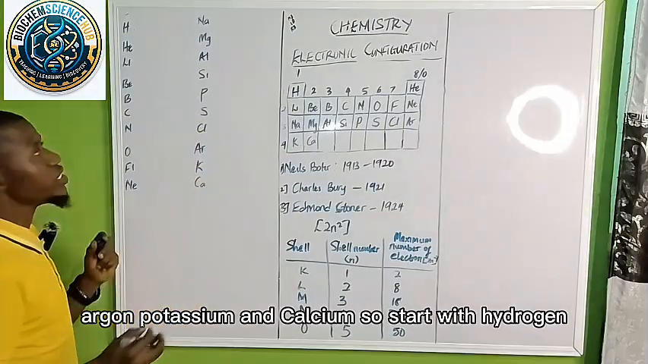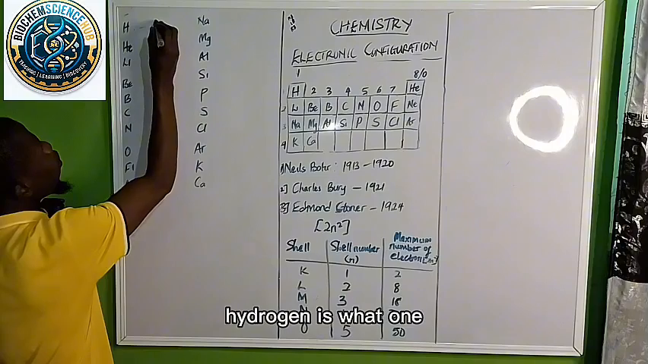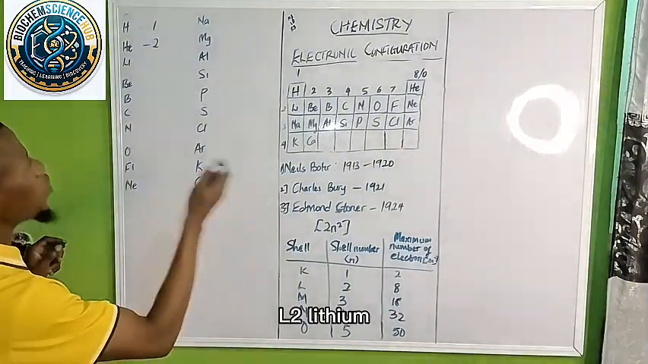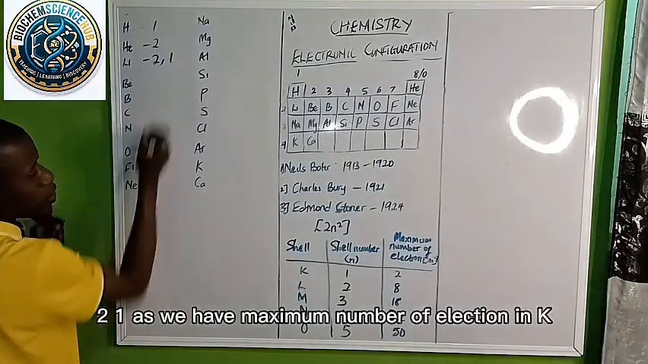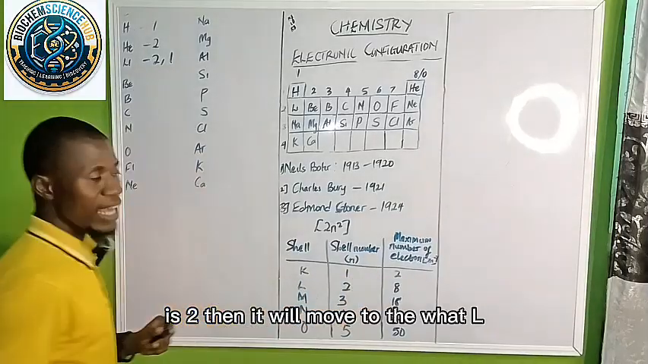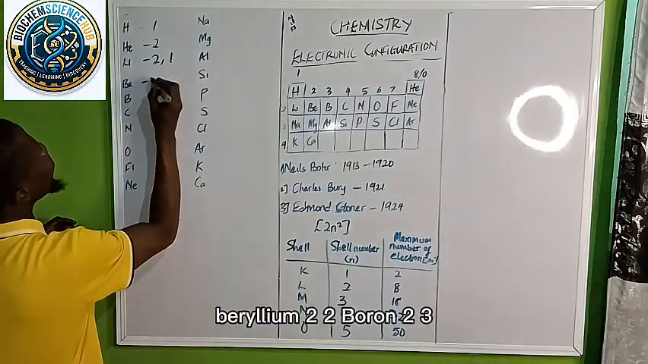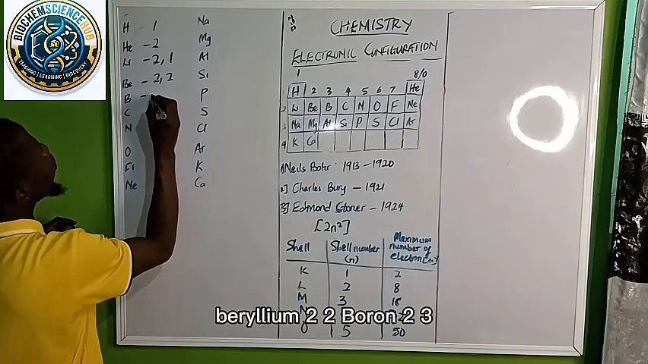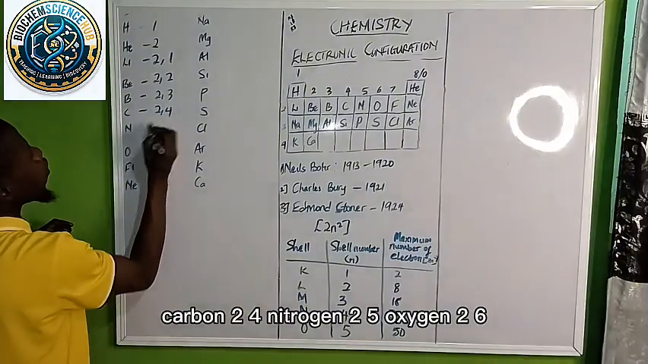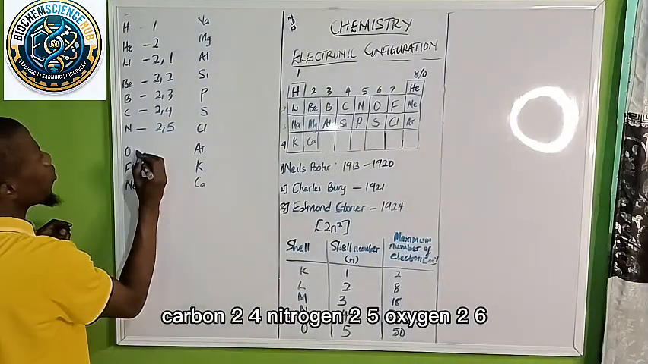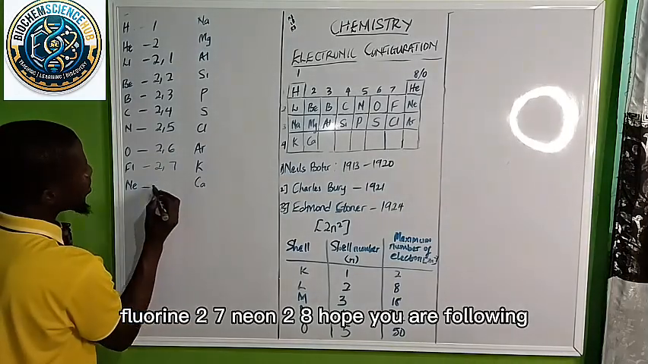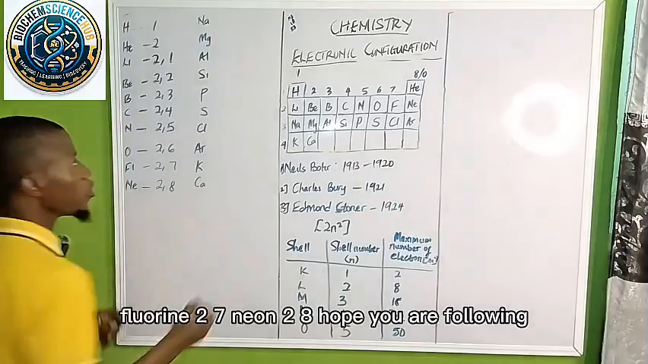So starting with hydrogen. Hydrogen is what? 1. Helium, 2. Lithium, 2, 1. As we have maximum number of electrons in K is 2, then it will move to the what? L. Beryllium, 2, 2. Boron, 2, 3. Carbon, 2, 4. Nitrogen, 2, 5. Oxygen, 2, 6. Fluorine, 2, 7. Neon, 2, 8. Hope you are following.